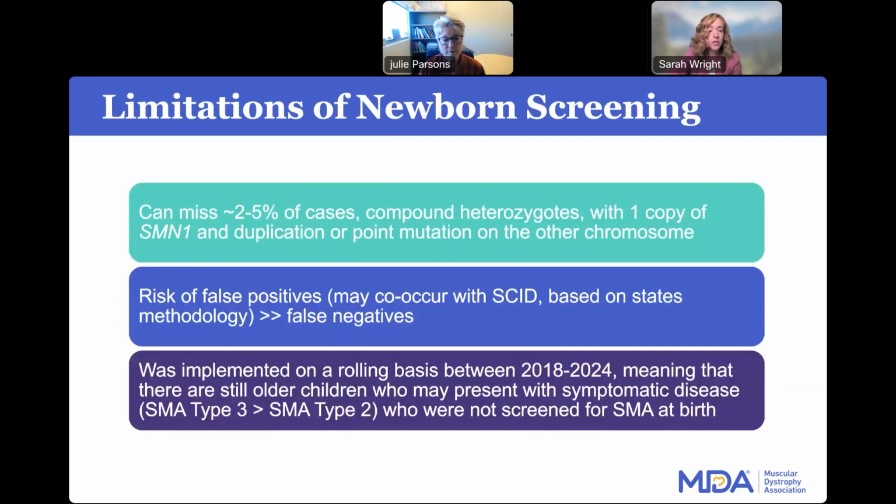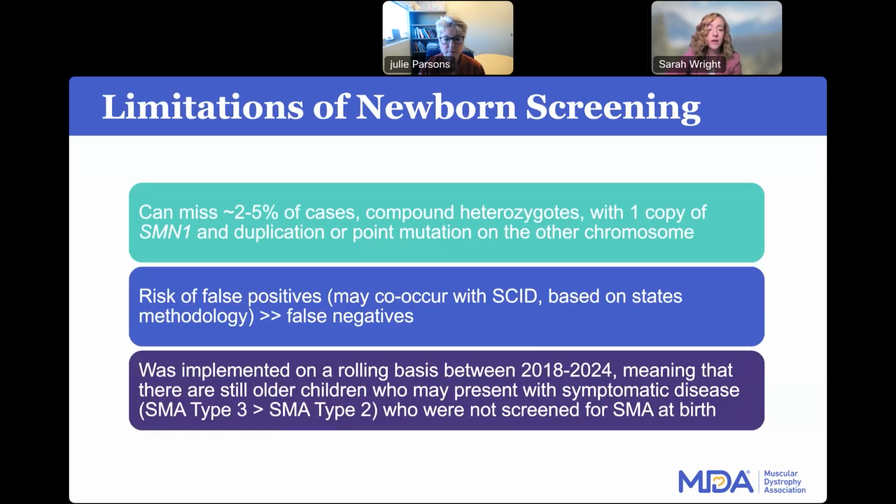And so, as I touched on before, the limitation of newborn screening is that we are really detecting those who have homozygous deletions of the SMN1 gene. So it can miss about 2 to 5% of cases. And then rarely there have been false positives reported.